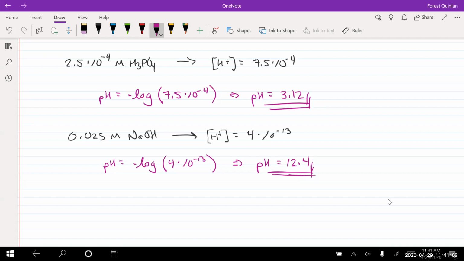So when you have any sort of solution, whether it's an acid or a base, you can calculate the H plus concentrations, the OH concentrations, and then that will lead you to be able to do the pH of any solution. So you can tell me what is the pH of that solution.